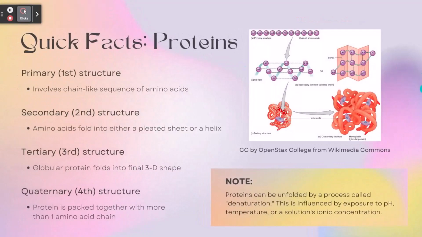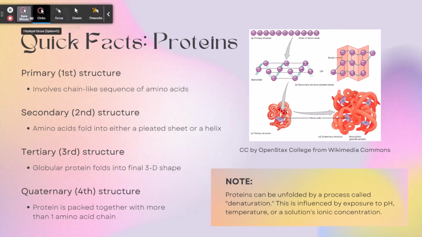So for proteins, they mainly have four structures. The first one is called the primary structure, and it involves a chain-like sequence of amino acids, which, if we remember, are monomers or building blocks of proteins. Next, the secondary structure involves amino acids folding into either a flat or pleated-like sheet or a helix. A tertiary structure involves a globular protein which folds into a final 3D shape. And then a quaternary structure involves the protein being packed together with more than one amino acid chain.